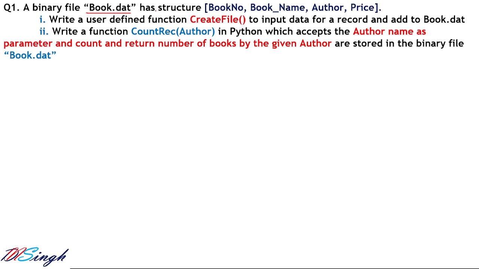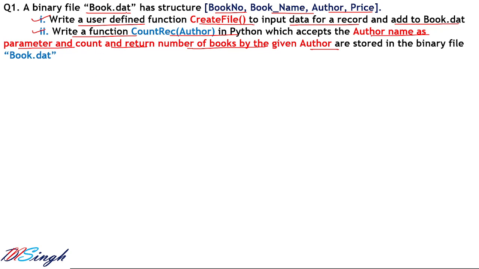In that question, a binary file book.dat has a data structure like book number, book name, author and price. Write a user defined function create file to input data for a record and add it to book.dat. Second part: write a function count record author in Python which accepts the author name as a parameter and counts and returns the number of books by a given author. So here we need to see they are going to ask a little bit of computation in the second part, and in the first part they just need to create a file and put some data into it. So we are going to write the code for it.